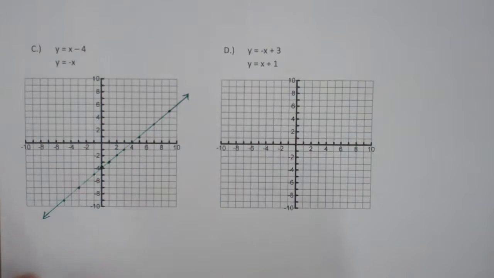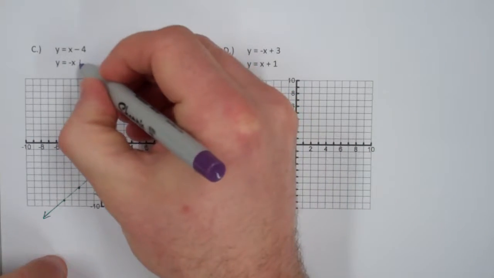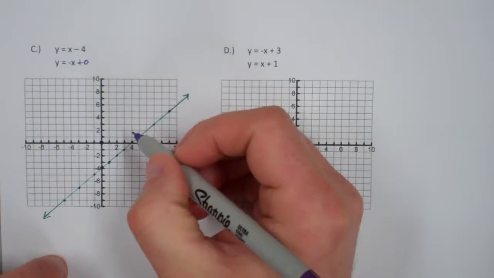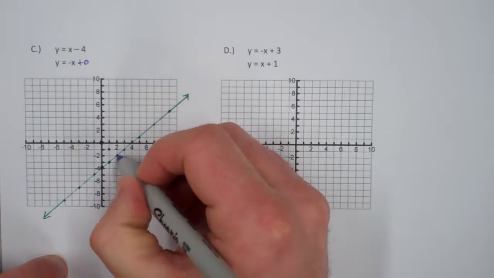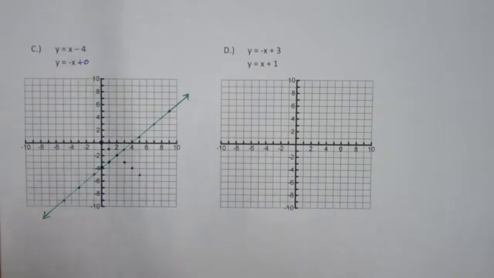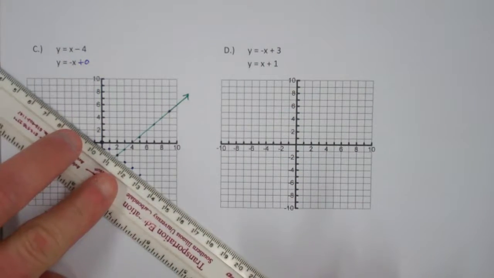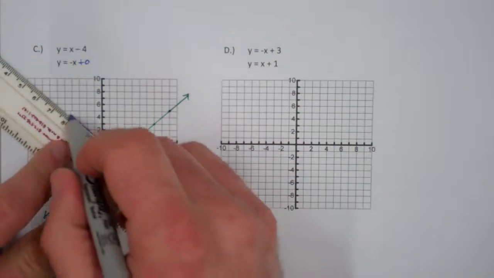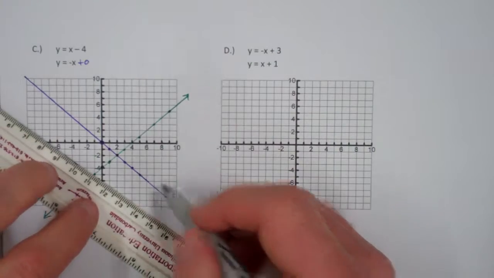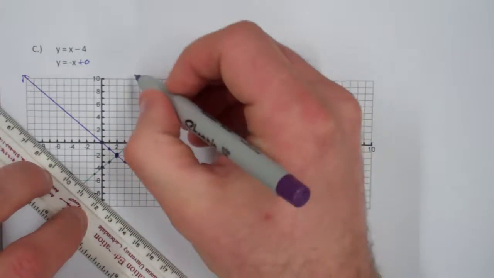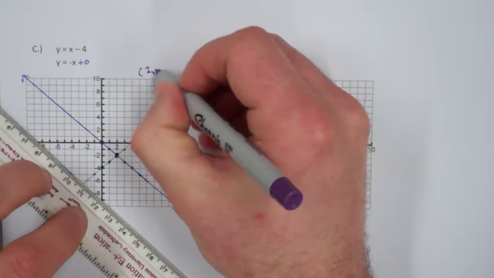And then the second one here, y is equal to negative x. If you want to put a plus 0 there, that'll help remind you that the y-intercept is 0. The slope is negative 1, and we've actually intersected that line right there. So I'm just going to go ahead and draw this. You still want to do a good job being as accurate as you can, but what we're looking for with that system of equations is that intersection point. So the intersection point is right here at 2, negative 2.